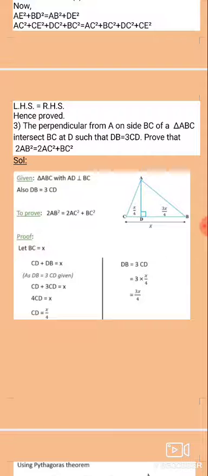Now for the proof, let BC be equal to X. CD plus DB is equal to what? Total BC, X. Now as DB is equal to 3CD, which is given, CD plus 3CD is equal to X, that is 4CD is equal to X, then CD is equal to X by 4. Now next one, DB is equal to what? 3CD, that is 3 into X by 4 is equal to 3X by 4.